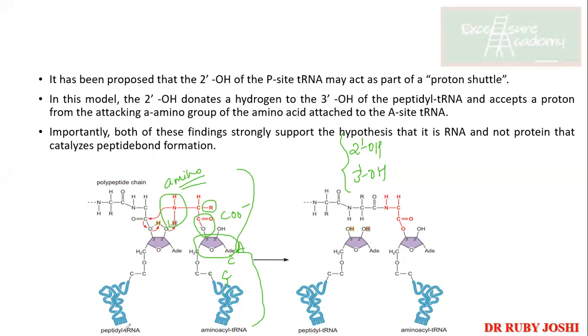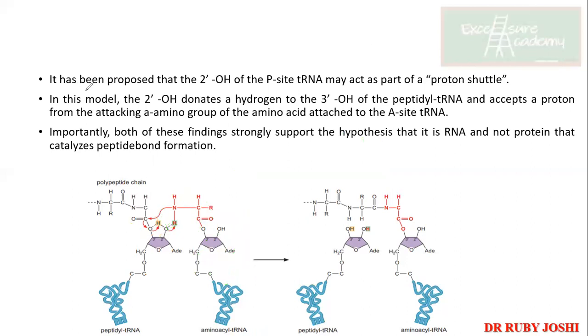So this is a peptidyl tRNA. Again here, can you see CCA? CCA, adenine is there. Again, it is at the carboxyl group. Okay. Now what we have said is, it is the carbonyl group which is attacking. Okay. Now let's see how it is being done. It has been proposed that the 2'OH of the P site tRNA may act as a proton shuttle.